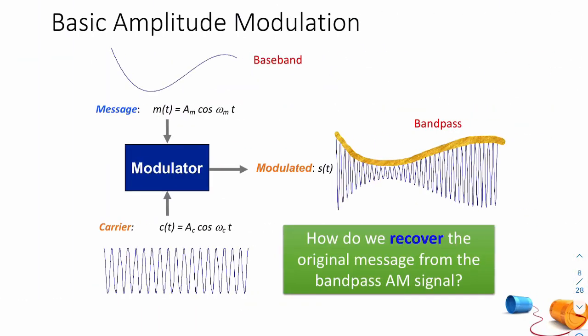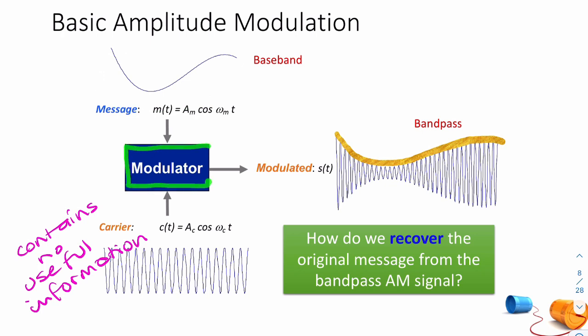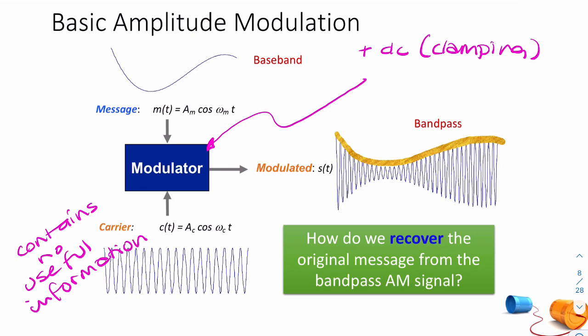Remember this slide? We have a low frequency baseband signal, m(t), and I've chosen m(t) to be a simple cosine. And we have our high frequency carrier here. Remember, this contains no useful information. It is simply a vehicle to convey the message. Inside this AM modulator, we have two processes. We have clamping, and by clamping I mean adding DC. So add DC, that's called clamping. And we have multiplication.